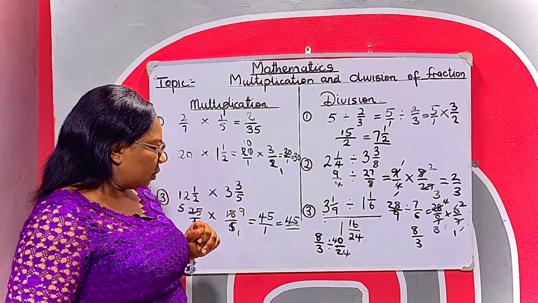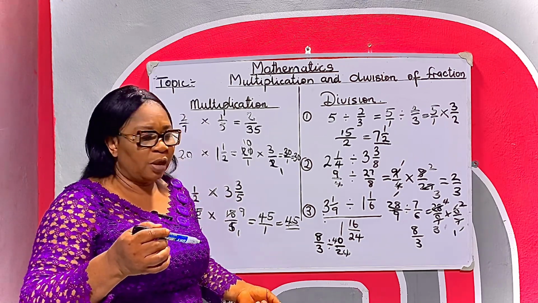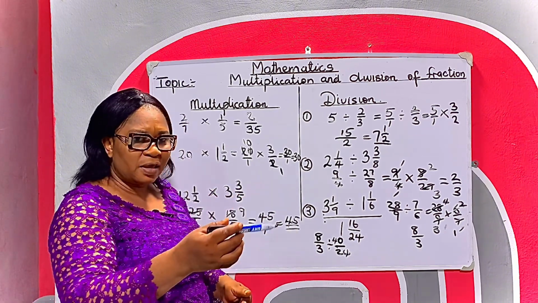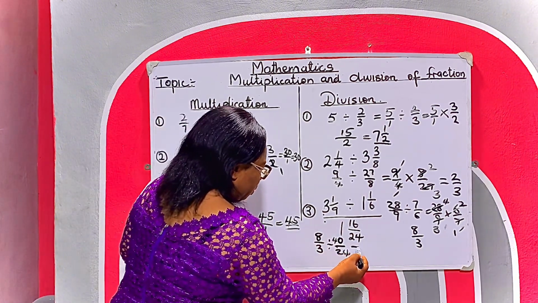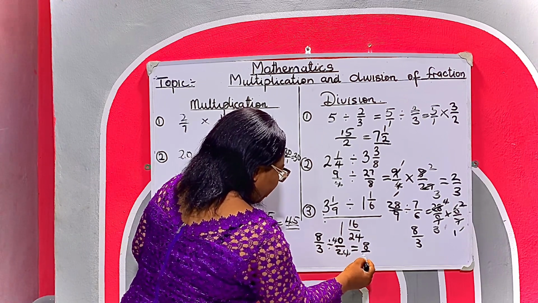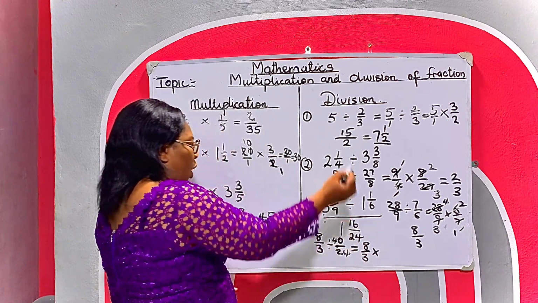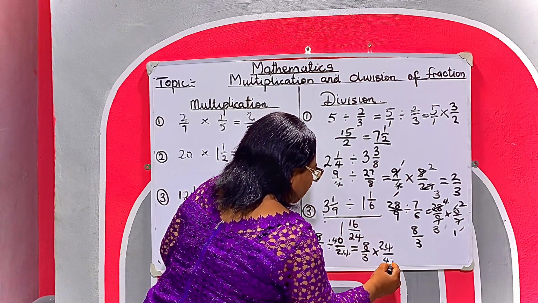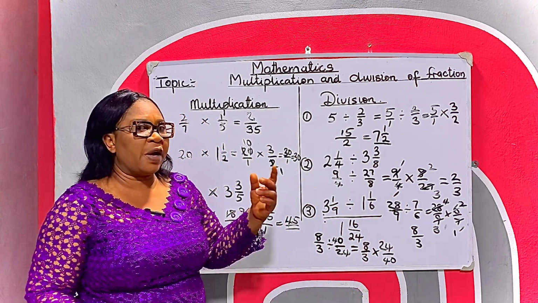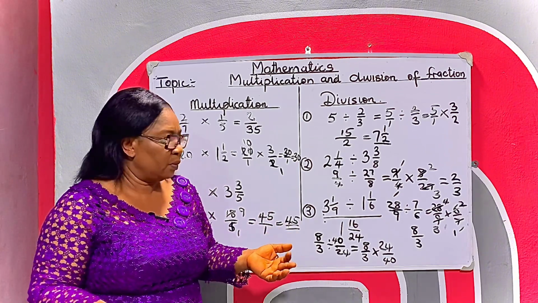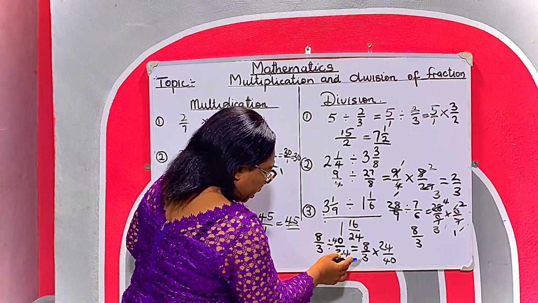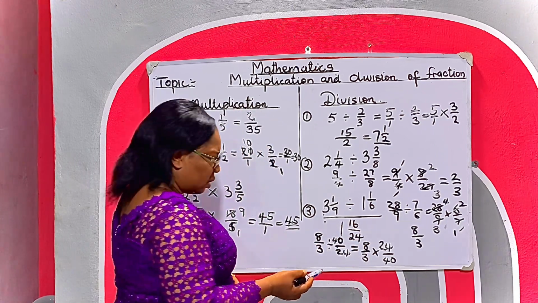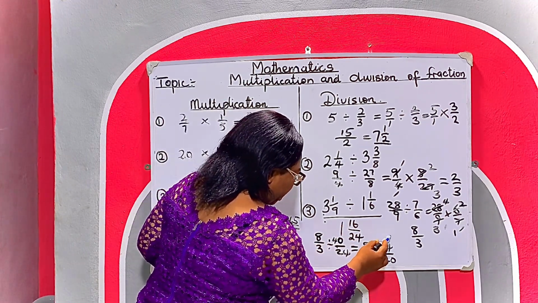So looking at it now, we are going to change the division sign to multiplication sign and turn the next fraction. So 8 over 3 times, you turn it, 24 over 40. And you look for what to divide up and divide down. See, 3 can divide itself, and 3 can divide 24. So let's use it. 3, 1, 3, 8.